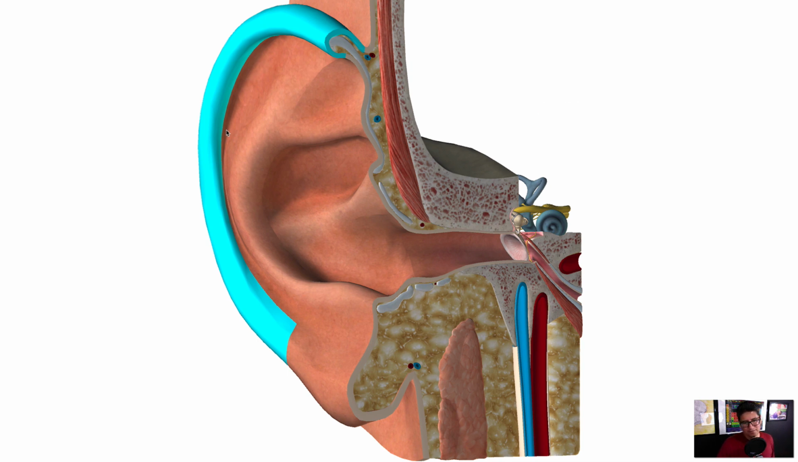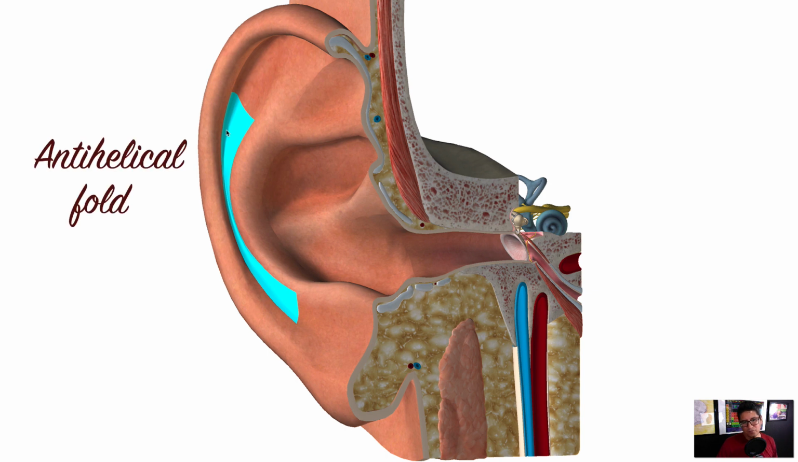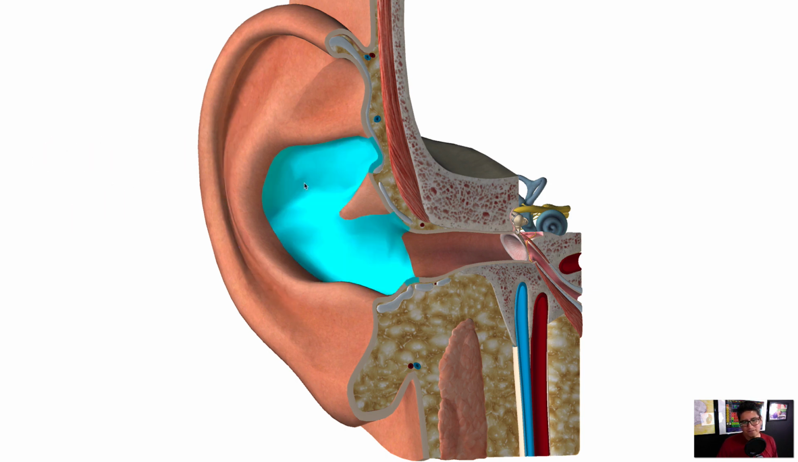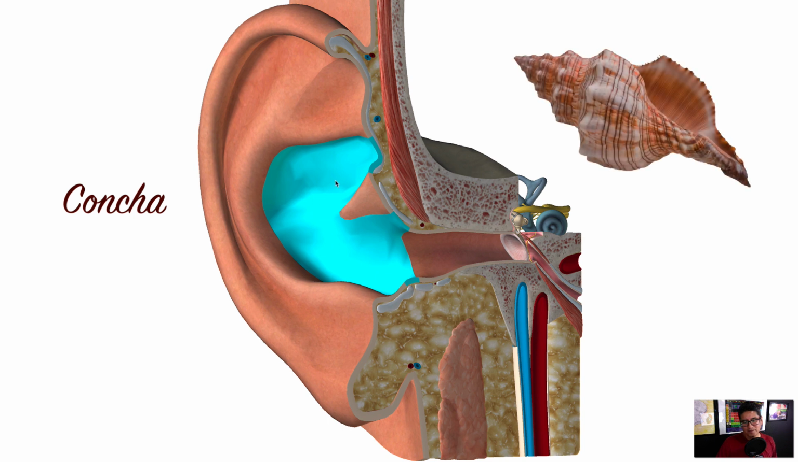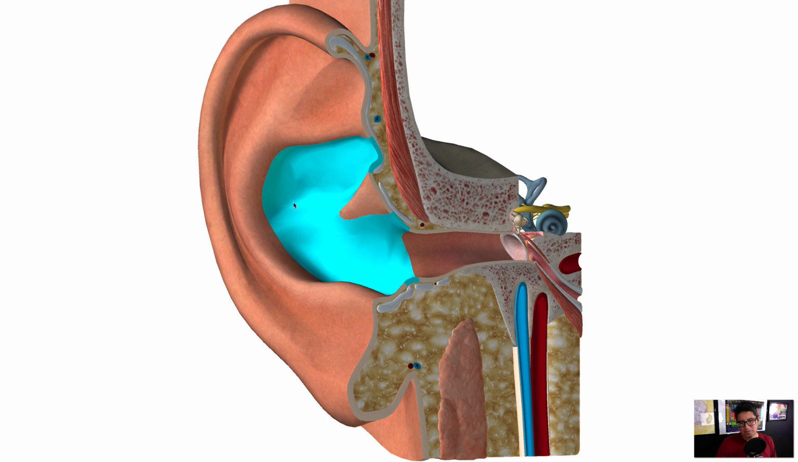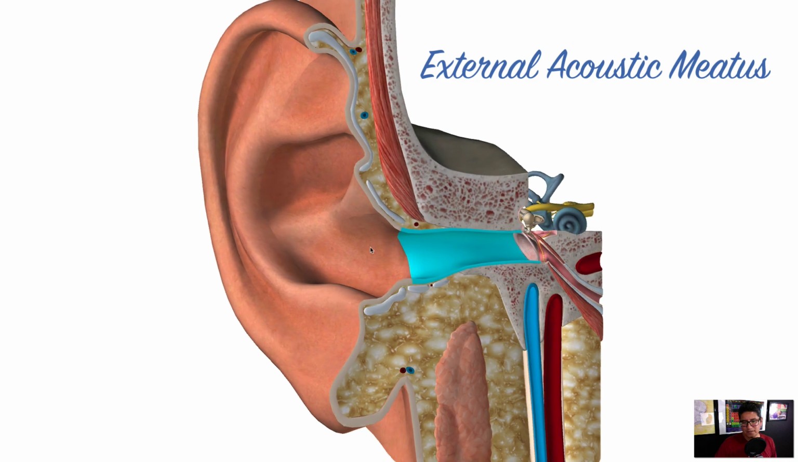You have the helix, you have the antihelical fold, and so as sound continues to travel, you have this space here, this cavernous space called a concha. Okay, when you hear the word concha, I know for myself, I think of a conch shell in the ocean. And so the sound is trapped, it's funneled into this space called the external acoustic meatus.